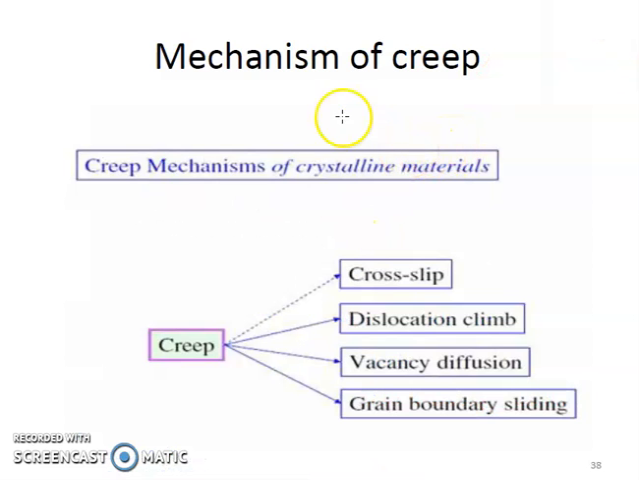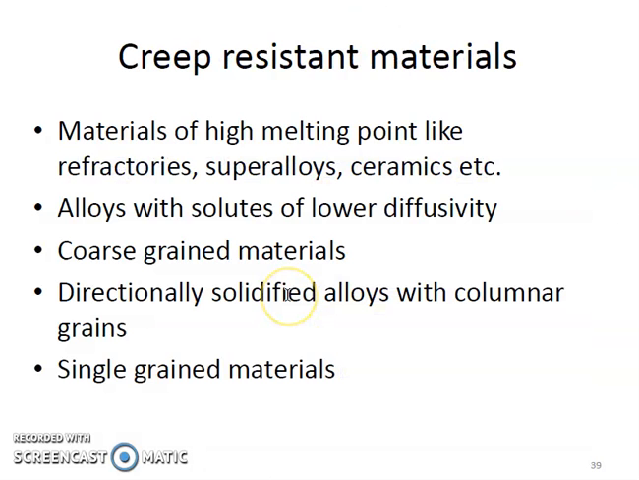Mechanism of creep. Once you go for a creep, we have a mechanism. First we have cross slip. If you apply the load, the grains will slip over each other. Then dislocation, where the grain boundaries will be dislocated. Then vacancy diffusion, where internal particles create microvoids. Then grain boundary sliding, where the grain boundaries slide against each other.